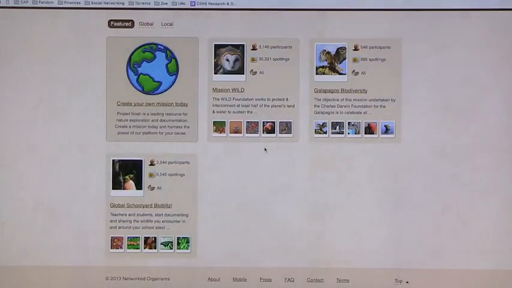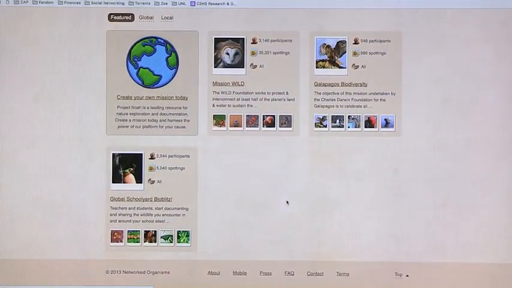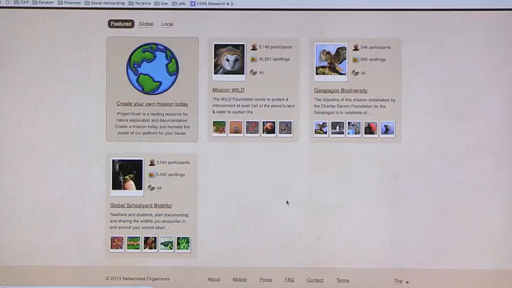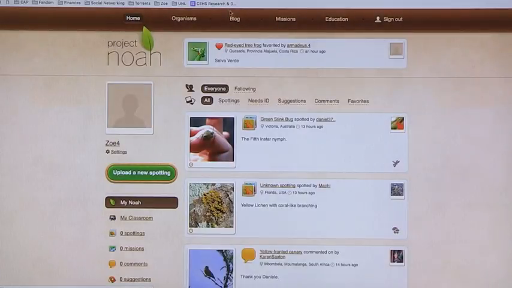And then there are also missions that you can just join that have been set up. We're going to look at this Global Schoolyard Blitz. Again, it's kind of cool because it's interactive. It gets your kids out there taking pictures. They can see what they have in their own backyard and in their community, and then compare it to see what other places have. While that's loading, we'll look through a little bit more.